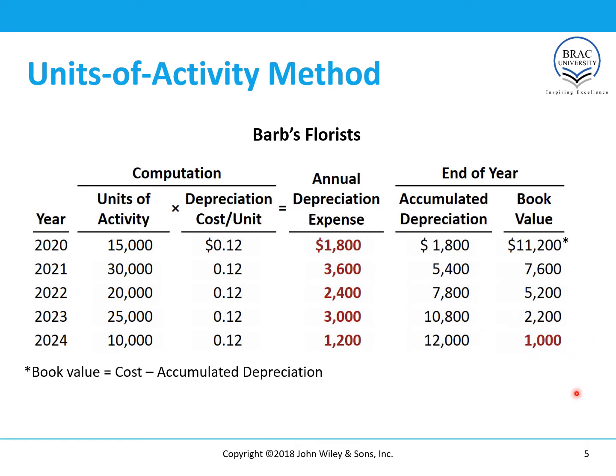So this is how we calculate the book value, the accumulated depreciation, and the annual depreciation expense in case of the units of activity method. And it is worth mentioning here that even though this seems to be easy to use, due to certain difficulty in reasonably estimating the total activity of a plant asset, it is not as popular as the straight line depreciation method.